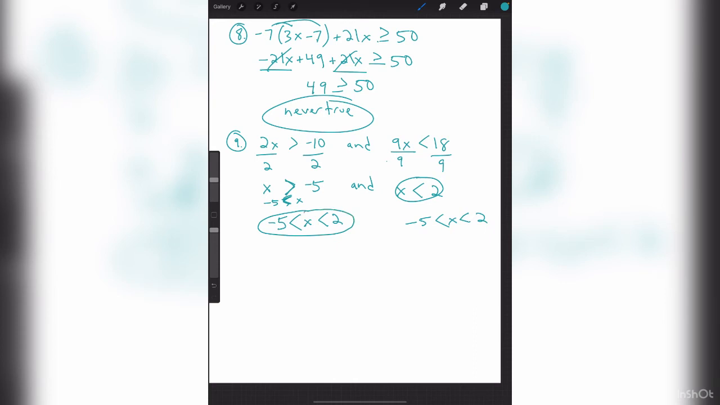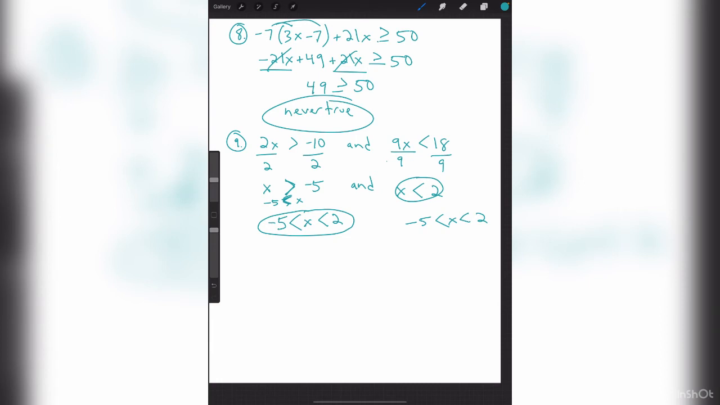Sorry, negative 5 is less than x, which is less than 2. So I know x has to be between negative 5 and 2, and that would be my answer. So if you go back and try a number that falls in between negative 5 and 2, well, 0 falls between it, right? I'll use 1 as an example.